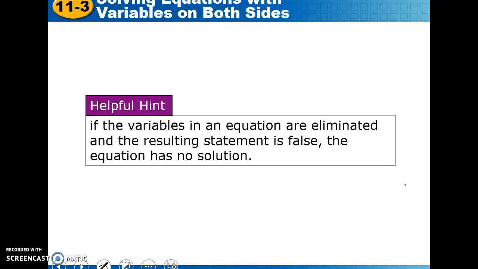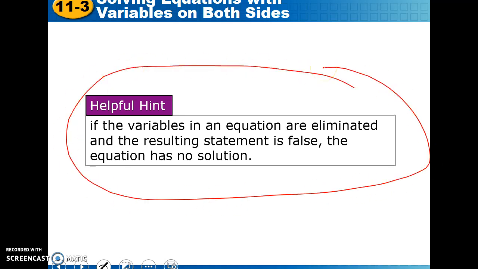Okay, so a helpful hint: if the variables in an equation are eliminated and the resulting statement is false, the equation has no solution. So that's a possibility. If you're getting 0 and you're thinking you're doing something wrong, it could be that there's no solution to the equation. Okay, so at this point, you should go ahead and move on to video 2.